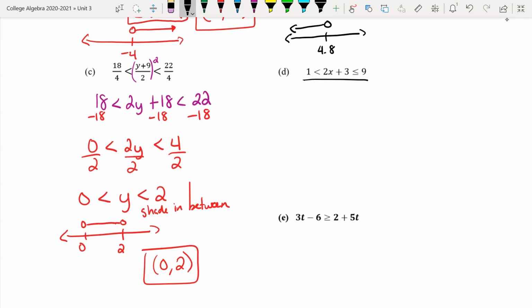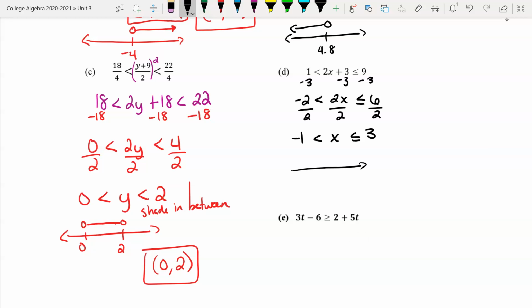Very similar problem, right? So now I don't have to worry about the denominator. I can just solve it. So go ahead and try that one by yourself. Pause the video. So subtract 3. Negative 2 is less than 2x, which is less than or equal to 6. I'm going to divide by 2. Negative 1 is less than x, which is less than or equal to 3.